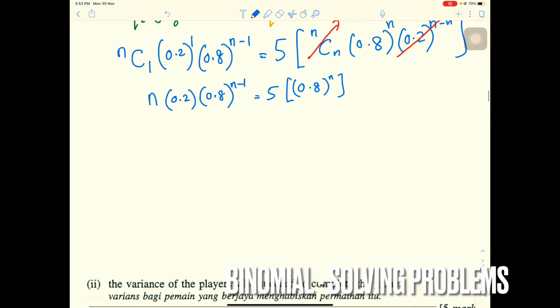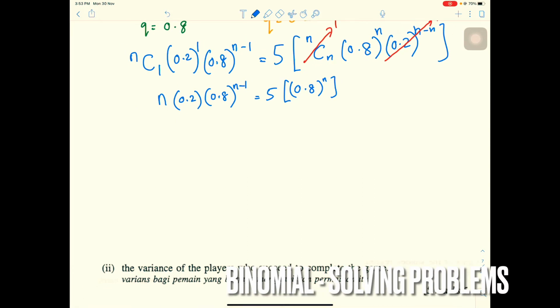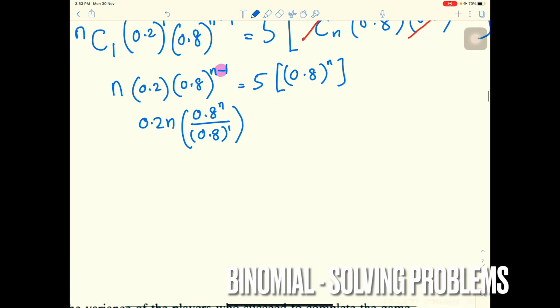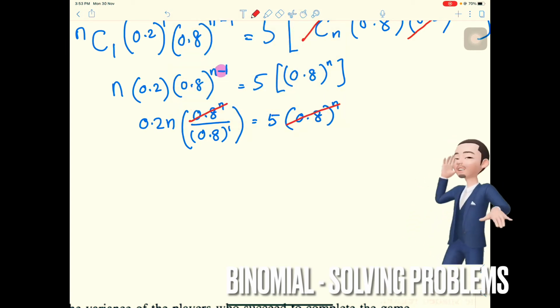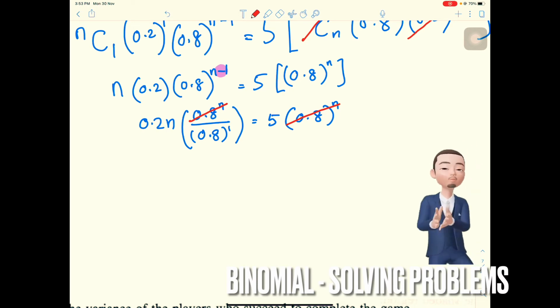Okay, how to solve the problem? As you can see, 0.2 to the power of n, so 0.8 to the power of n over 0.2 to the power of 1, because the index is minus, right? Therefore it equals 5 times 0.8 to the power of n. So we can cancel this number, 0.8 to the power of n, right?